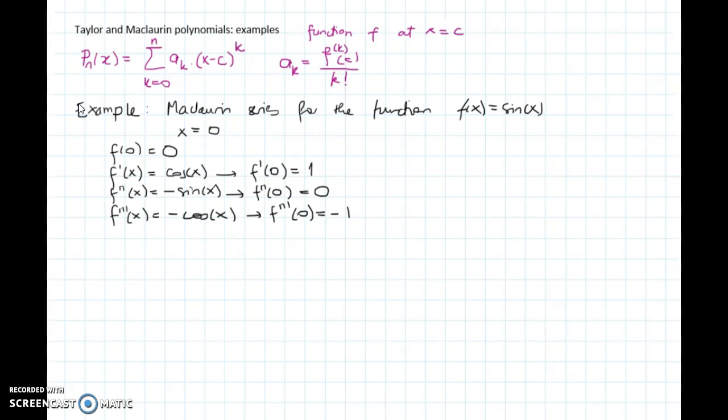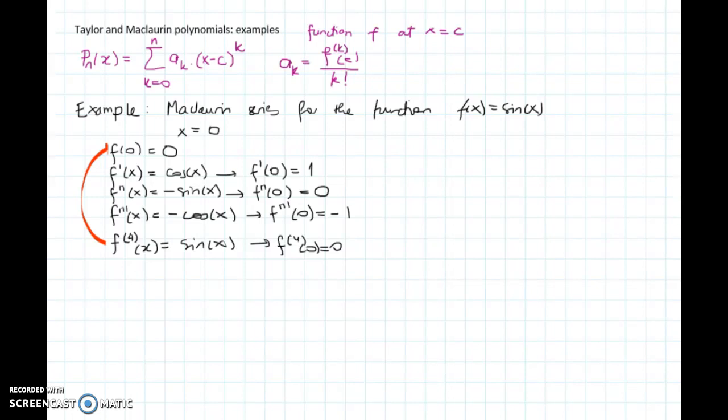Okay, don't worry, you will see that we're not going to keep doing this forever, because if we move on to the fourth derivative, the derivative of minus cosine of x, that's just sine of x. So we are actually back to the original function. So we know that the derivative at 0 is 0, and then the cycle is going to repeat. So the cycle goes 0, 1, 0, negative 1, 0.